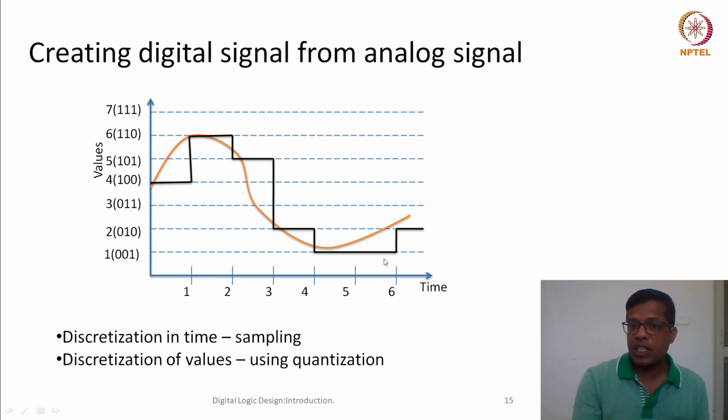So it is interesting that the value was not exactly 1 at either 4 or 5, and there was a difference in value at time equal to 4 and at time equal to 5, but both in the digital world are considered to be the same because they are quantized.